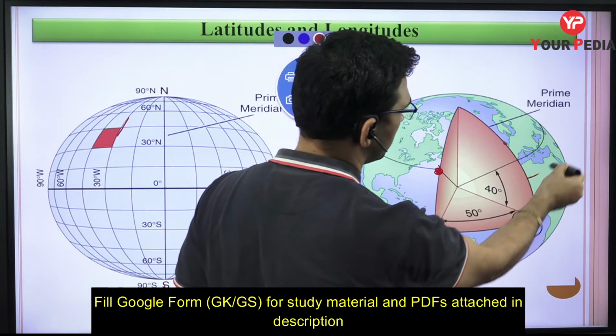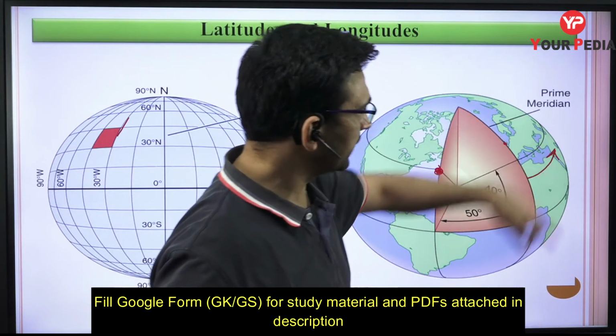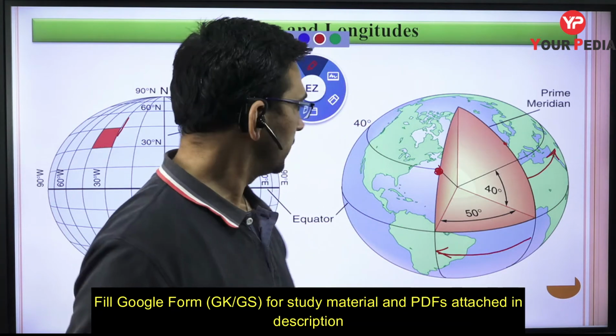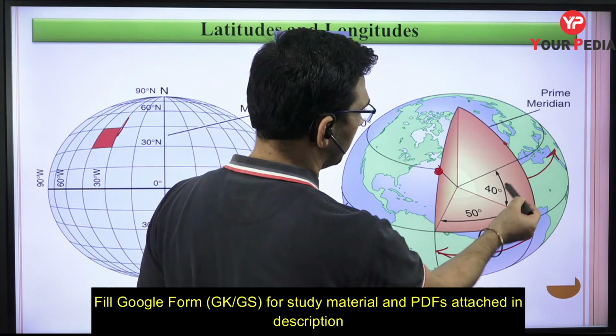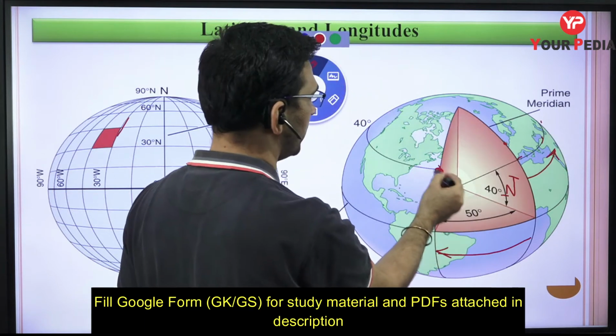And towards this side, when you move, you are moving towards the east. So any angular position toward that side is going to be east. Any angular position toward this side is going to be the west. So if I ask you to locate this, then obviously the equator is over here. This is going to be 40 degree north. So this point is 40 degree north.